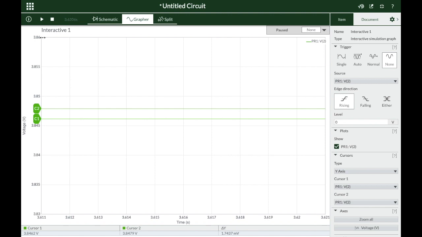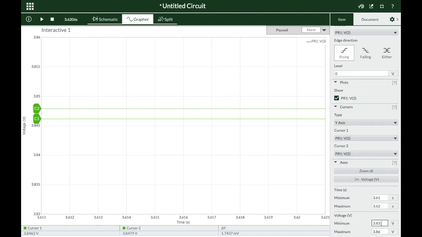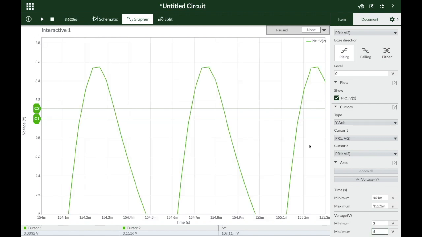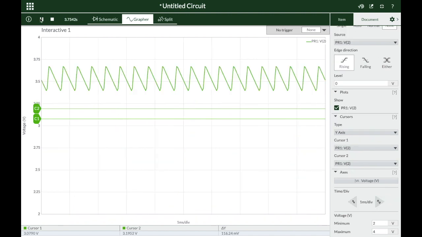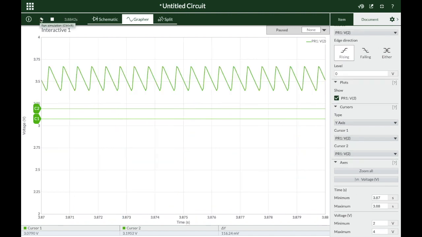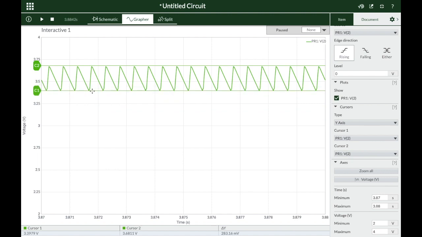To find out whether it has gone above this level or below this level, we will have to select the range in such a way that we can check it up to say 2 volts on the lower side to 4 volts on the upper side. Run the simulation once again and check the actual level. So the actual level is above 3.25 and below 3.75. You can measure the voltages corresponding to the upper and lower peaks over here, or you can further change the voltage levels.